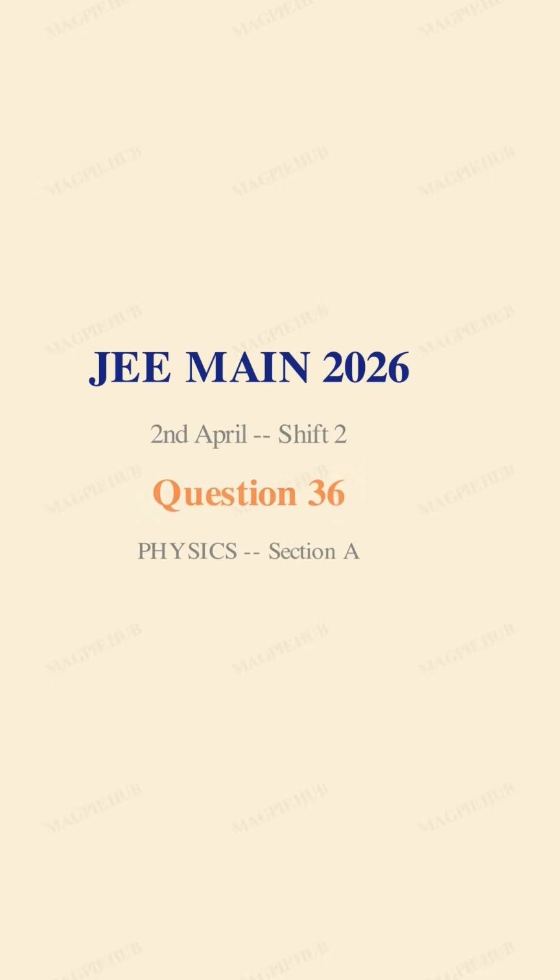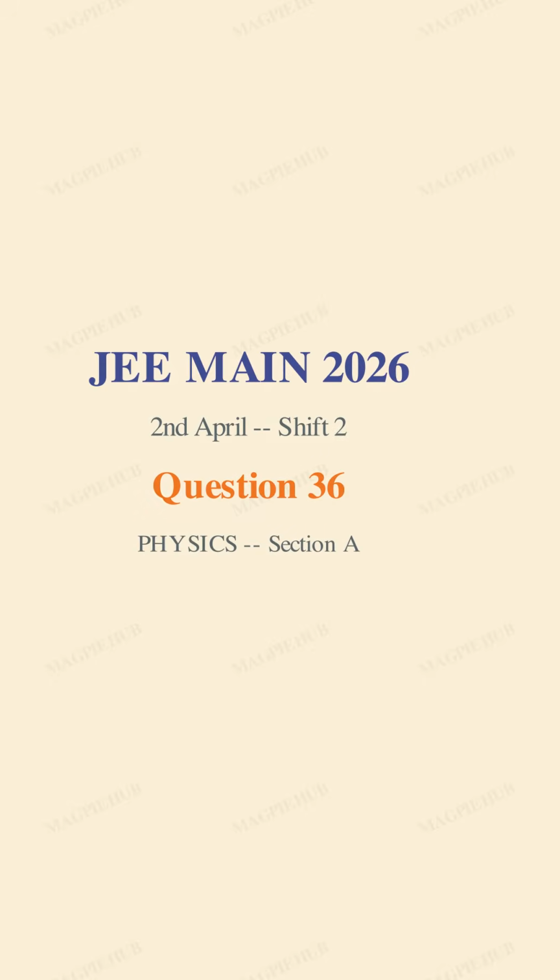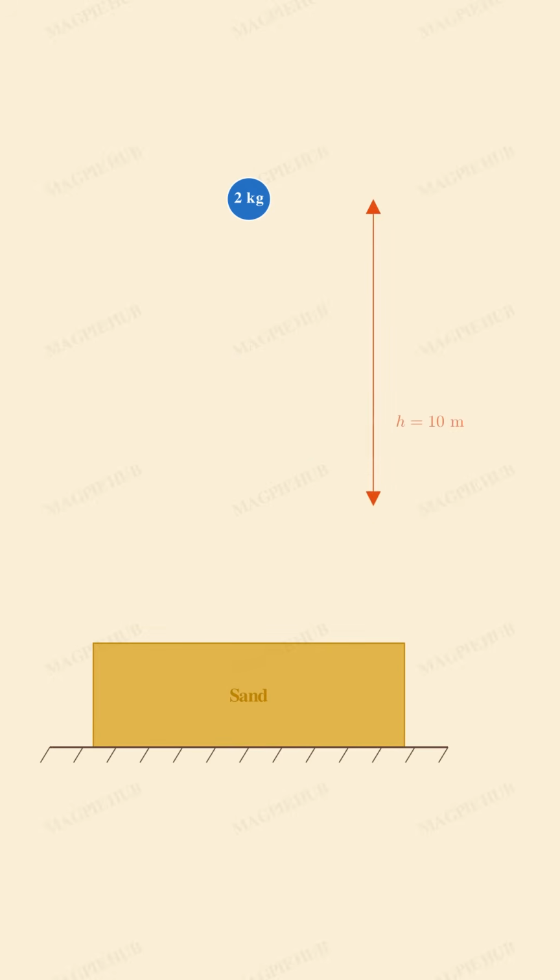JEE Main 2026, 2nd April Shift-2, Physics Section A, Question 36. Let's visualize the problem. A spherical ball of mass 2 kilograms is dropped from a height of 10 meters above a sand pit. It hits the sand surface with some velocity v, then penetrates 10 centimeters into the sand before coming to rest. We need to find the average force exerted by the sand on the ball.